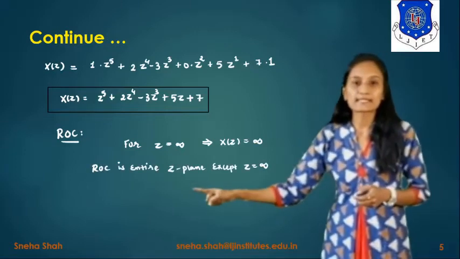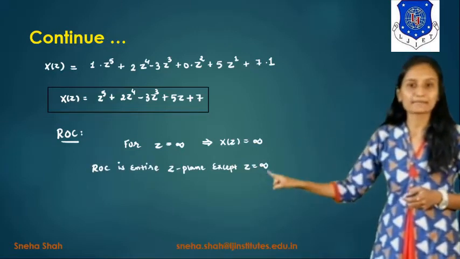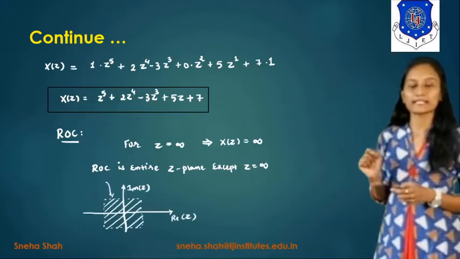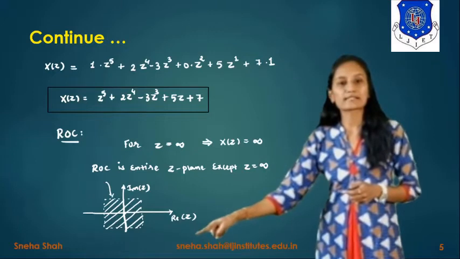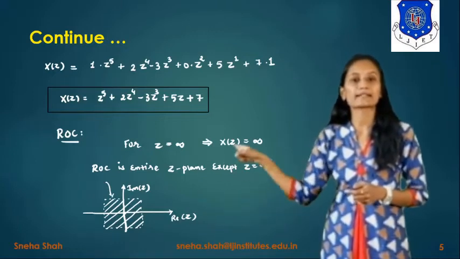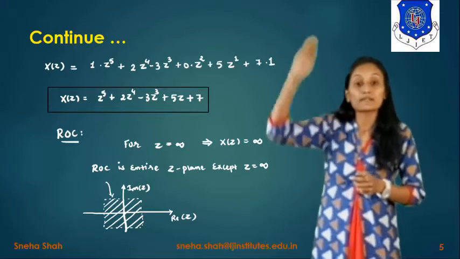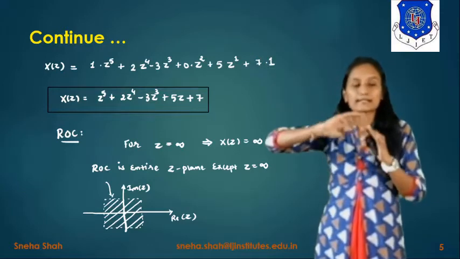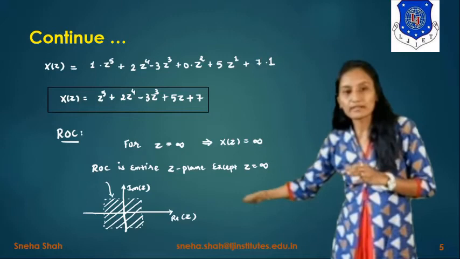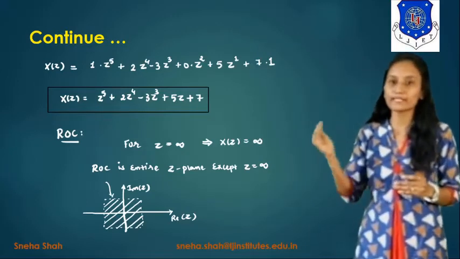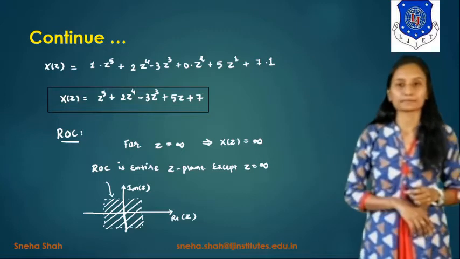So for the ROC we consider the entire z plane except z equals infinity. We will not include z equals infinity, right? So what will be the ROC? ROC will be the entire z plane except z equals infinity, and we can't show the z equals infinity term. So we are taking all the finite values, and at z equals infinity we will not include that part in this ROC.